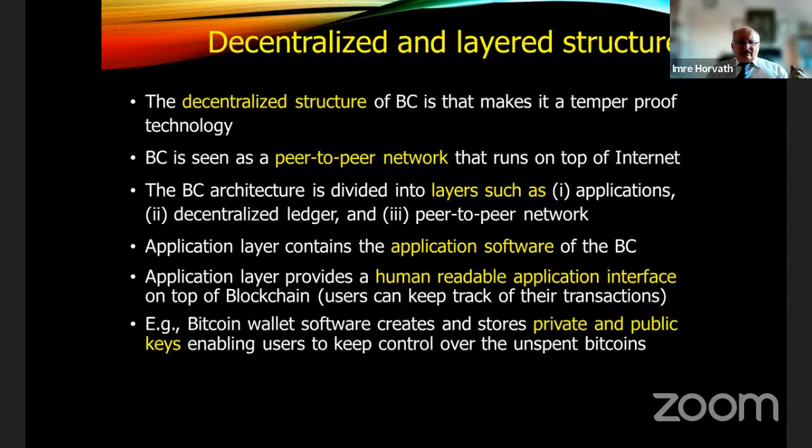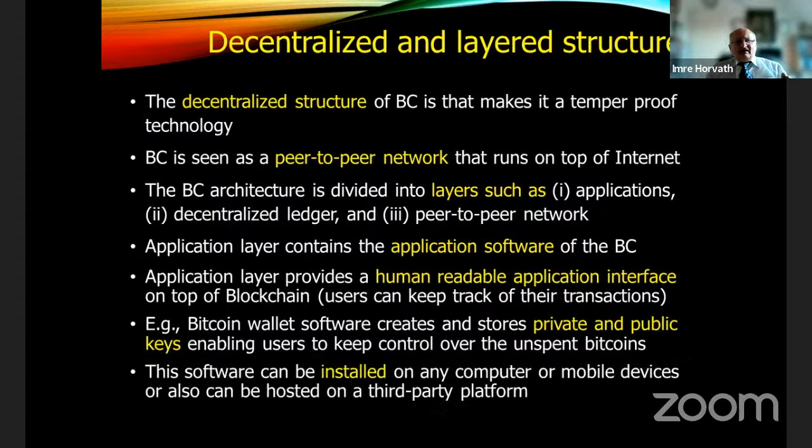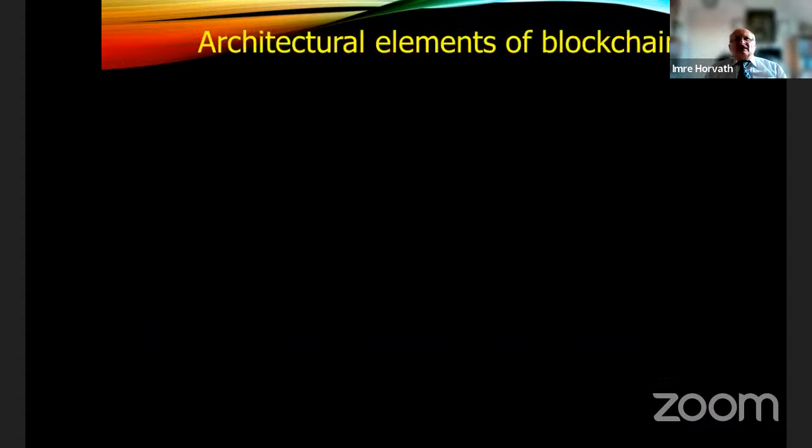For instance, if you go back to the cryptocurrency domain, the Bitcoin wallet software creates and stores private and public keys, enabling the users to keep control over the unspent Bitcoins. This software can be installed on any computer or mobile device and also can be hosted on third-party platforms. So then let's diagram the architectural elements of the blockchain, and see what they include on a lower level.